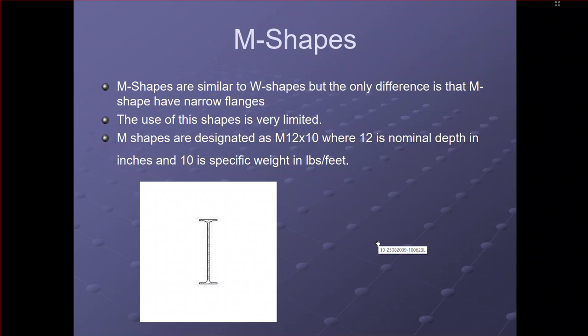Next is the M shape. M shapes are similar to W shapes, but the only difference is that M shapes have narrow flanges. So remember this, just one slight difference is there. The use of these shapes is very limited. M shapes are designated as M12 x 10, where M represents nominal depth and 10 represents the specific weight.